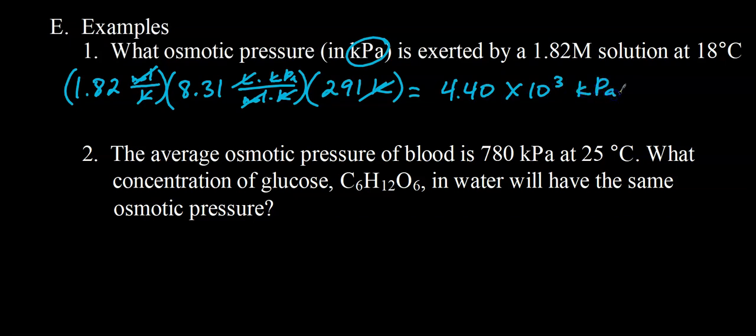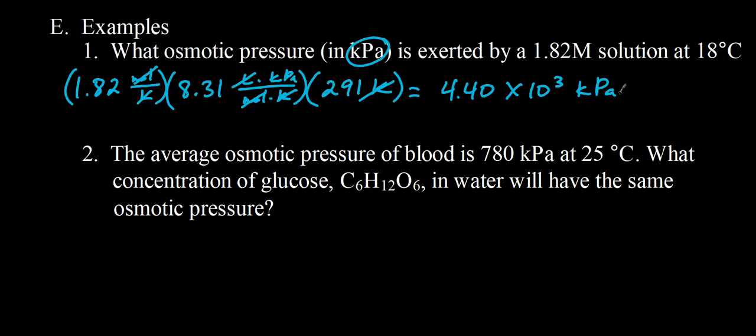So we should get about 4,400 kilopascals. Now we want 3 significant figures. And so the only way to express 4,400 in 3 sig figs is to put that in scientific notation. So that's why I've done that there.